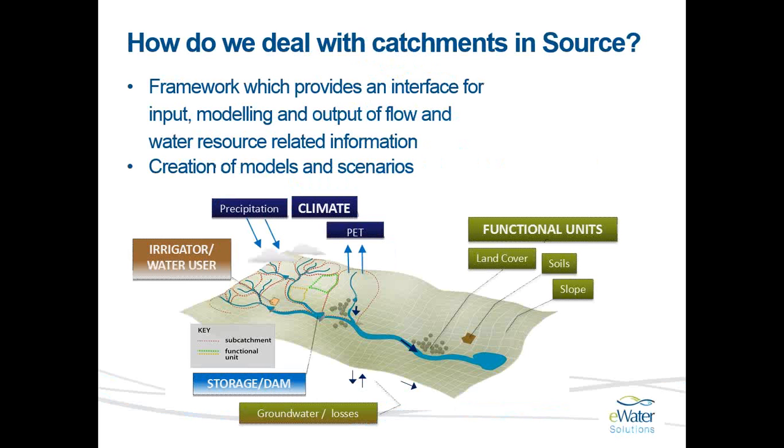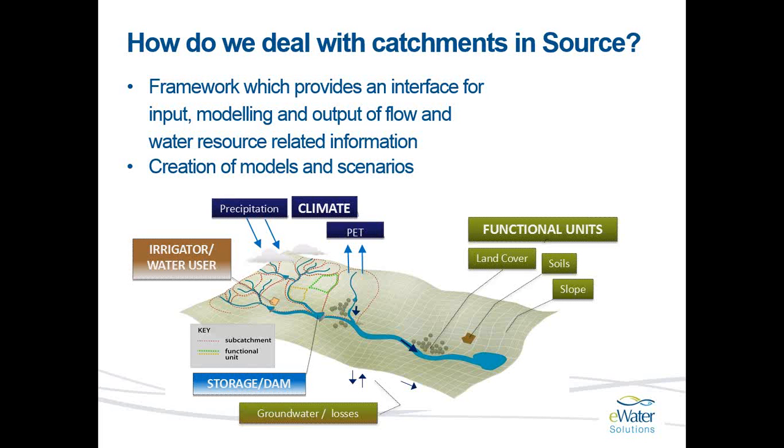So, how do we deal with catchments in eWater Source? Well, consider a typical catchment. Rainfall falls on the catchment. This rainfall then moves through the system where it is captured by land cover, or it might be infiltrating into the soil. Some of it goes into groundwater and returns. Some of this rainfall eventually makes it to the river, where it could be used again by another water user for irrigation, or it can be held back in a storage.